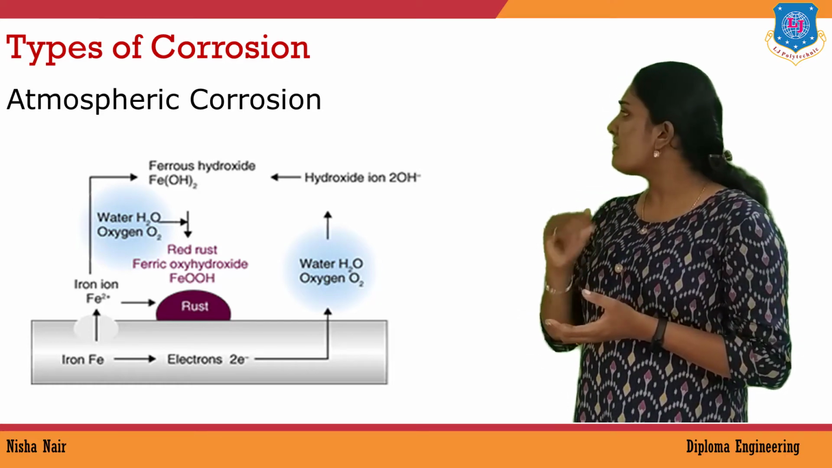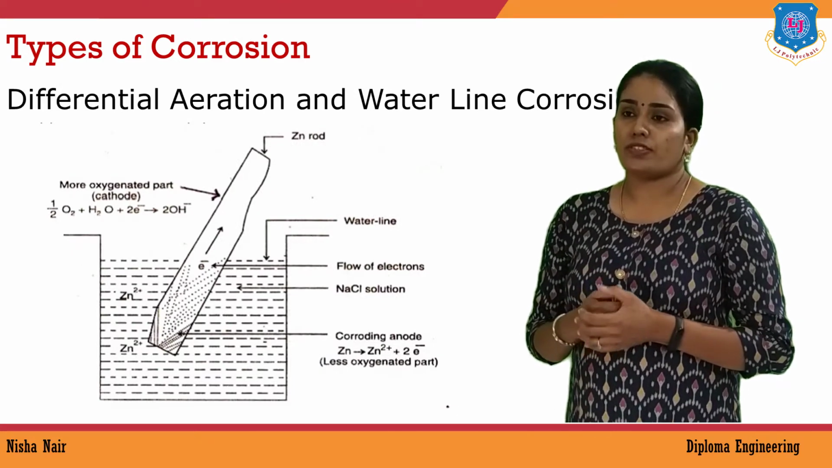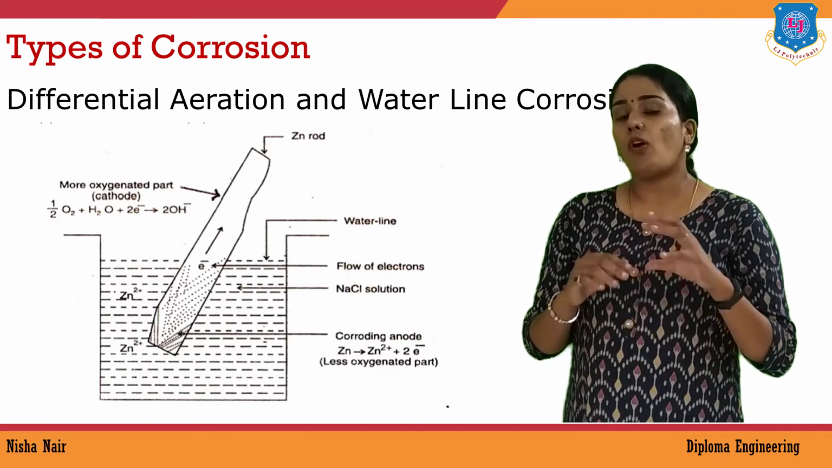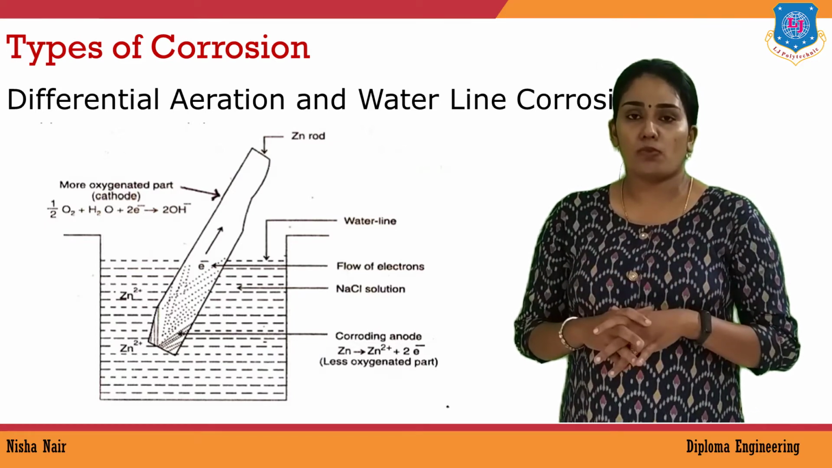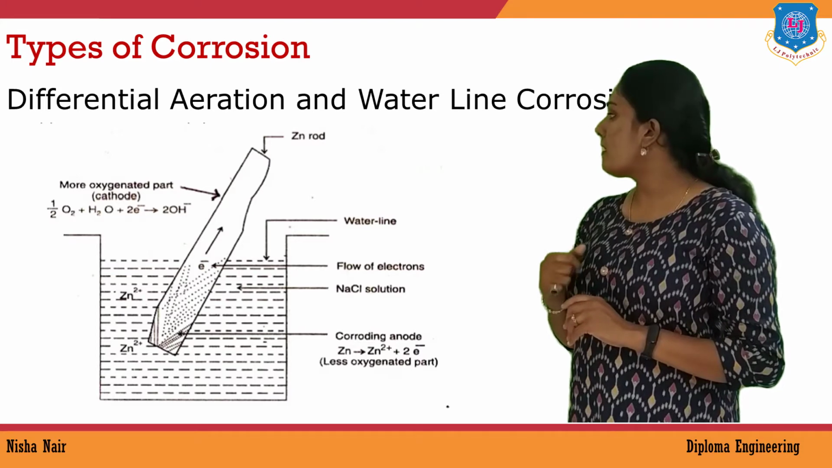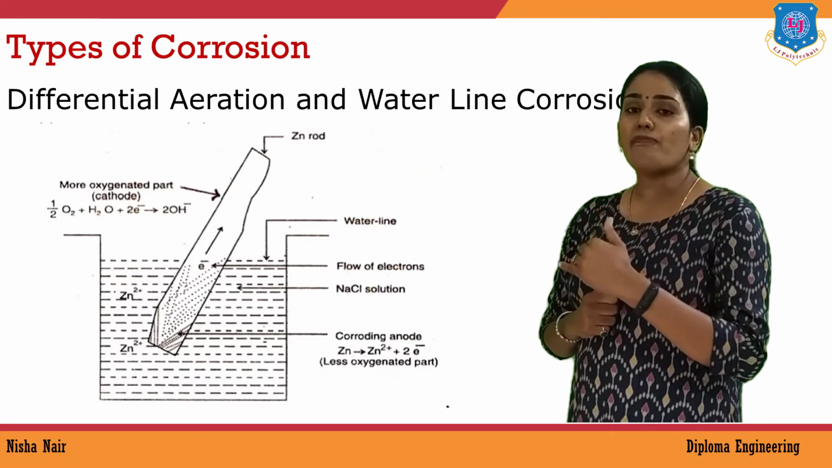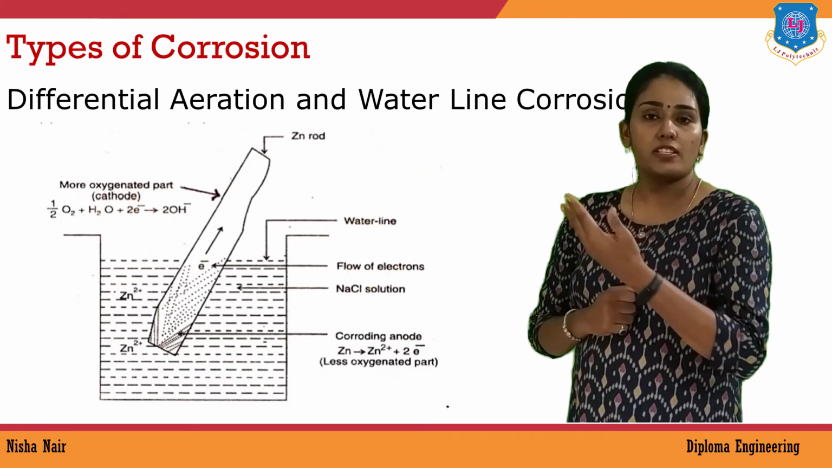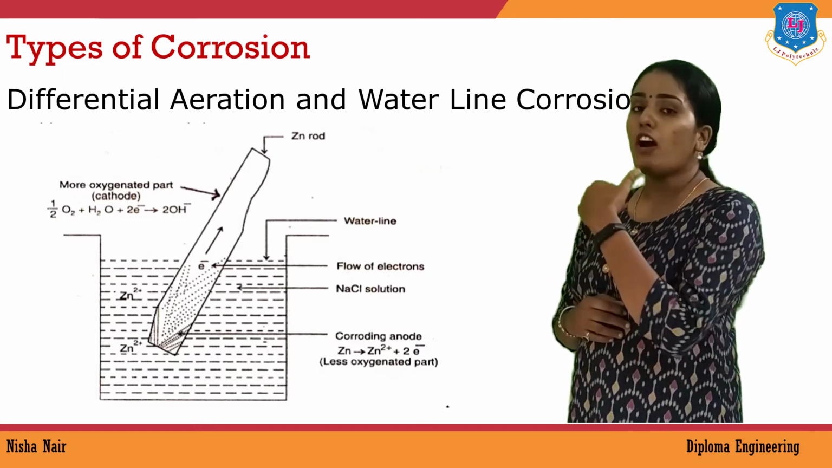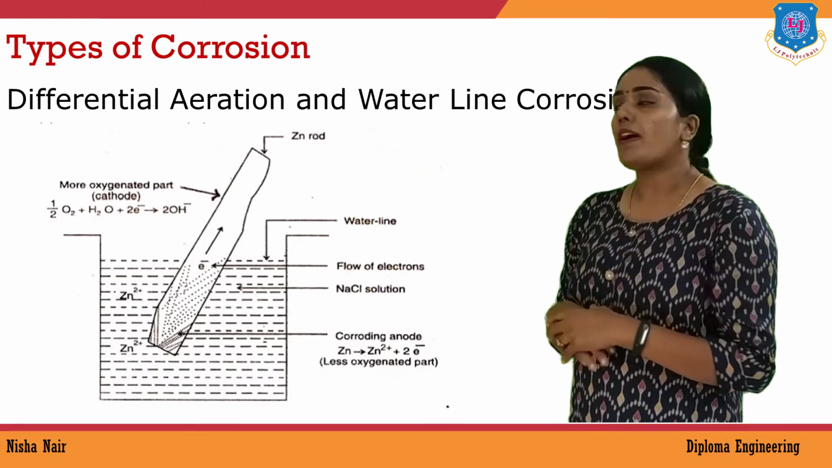Now there are other types of corrosion: differential aeration and waterline corrosion. In both, the concept is the same, meaning it is due to the difference in concentration of oxygen molecules. Due to the concentration difference in oxygen molecules, corrosion takes place. If we take a beaker and in this beaker a metal rod is dipped, you can see half of the metal is under the water and the other part is on the surface of the water. So you can see the concentration of oxygen on the upper part of the metal is high and the concentration of oxygen on the lower part is low.